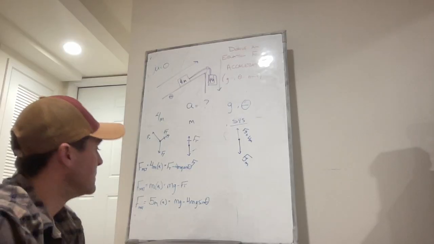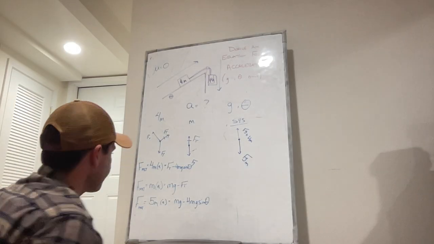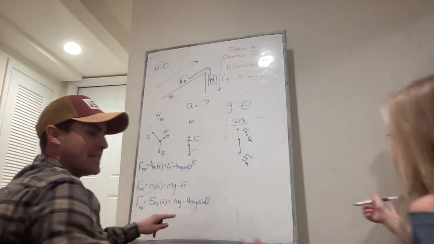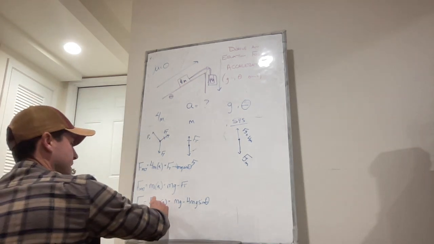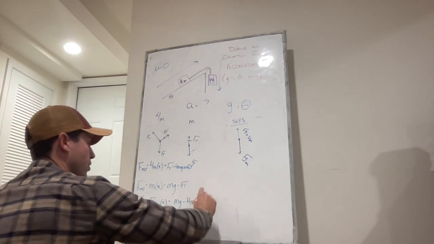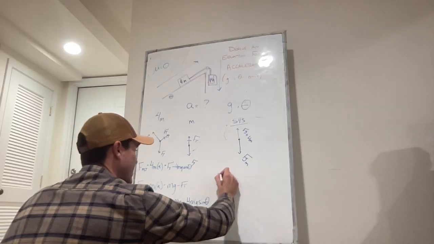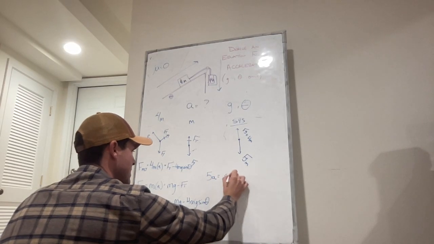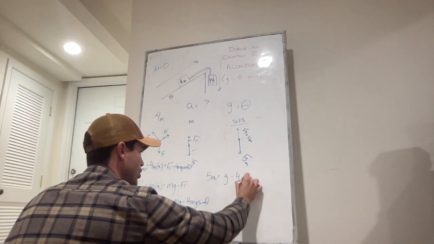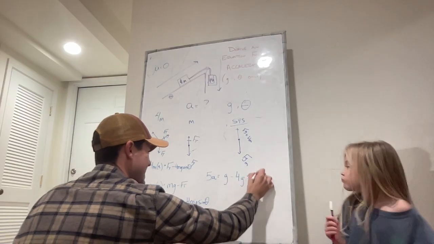Okay? Let's go ahead and solve this. I choose this equation here. I have to isolate A. Let's first look at these M's. Each of those terms goes away. I am left with 5A is equal to G minus 4G sine theta.